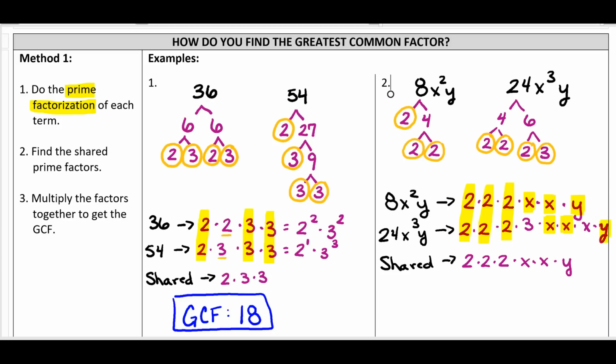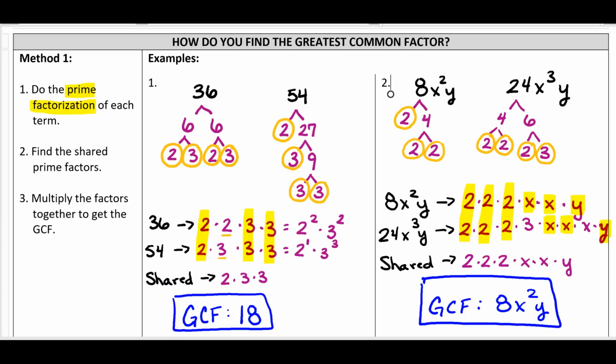So times y. So these are all the factors that are shared, which means our greatest common factor is going to be 2 times 2 times 2, which is 8. X times x is x squared, and then y. So these are our greatest common factors.